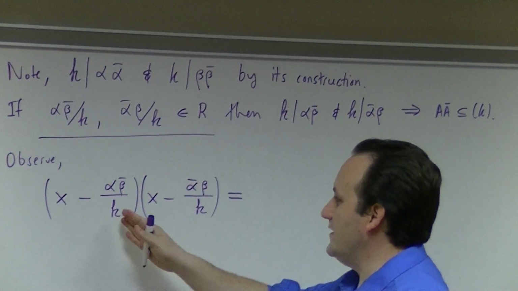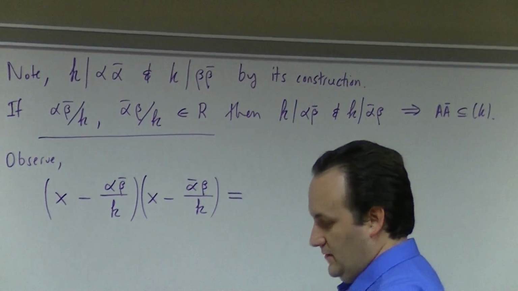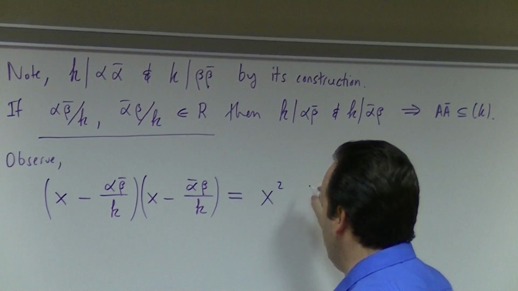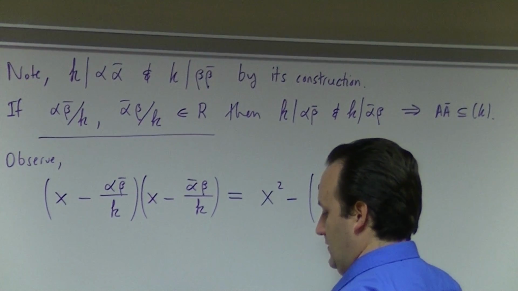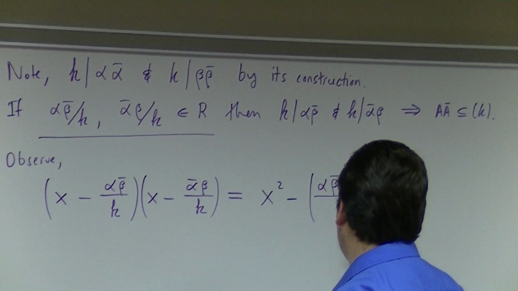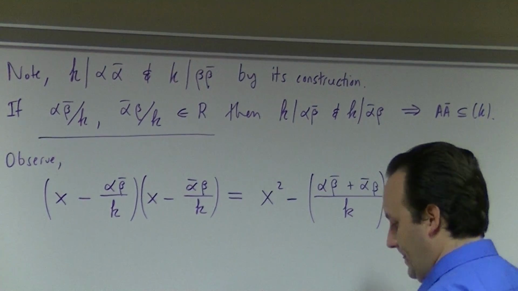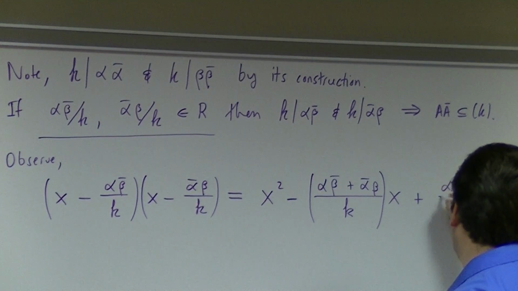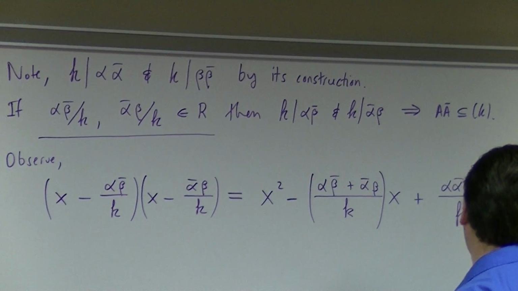So all I've done is x minus alpha beta bar and x minus alpha bar beta, both of them divided by K. And then if you multiply this out, what do you got? You got x squared. The coefficient of x is alpha beta bar plus alpha bar beta, all divided by k times x, and then plus alpha bar beta bar divided by k squared equals 0.